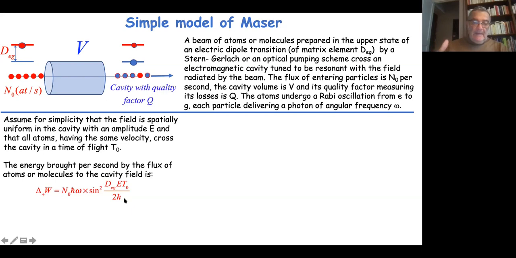And since it is a coherent process, since the field which is building in the cavity is a sine wave, you see that we can apply the Rabi formula. The probability for the atoms to go from the upper to the lower state is just sine square of the Rabi frequency dE over h bar, time t0 over 2. And you see that at short times, this quantity of energy is proportional to E square. Sine square of d t0 over 2h is proportional to E square.